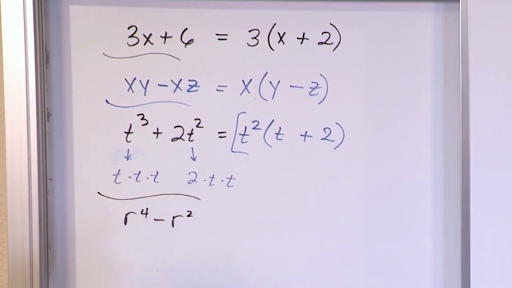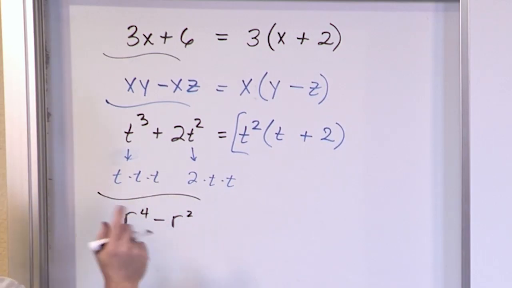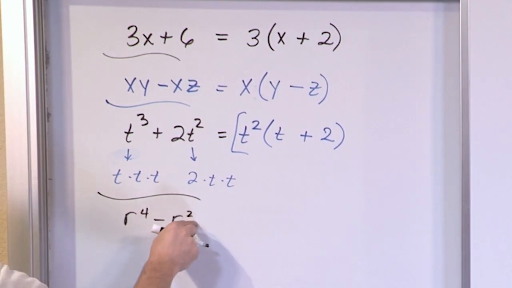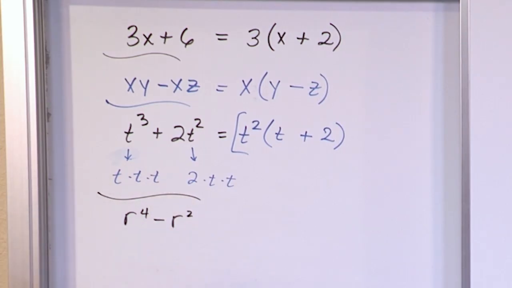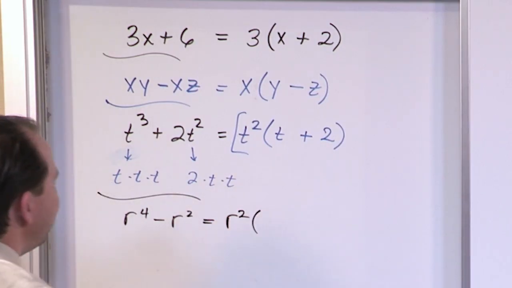Well, we can see that there's an r here, common in both terms, but how many r's? Here we have 2 r's. Here I have 4 r's. So I know that I have at least 2 r's common here, and I have 2 r's that are also common to that guy. So I can pull out an r squared. I can pull out 2 of them.